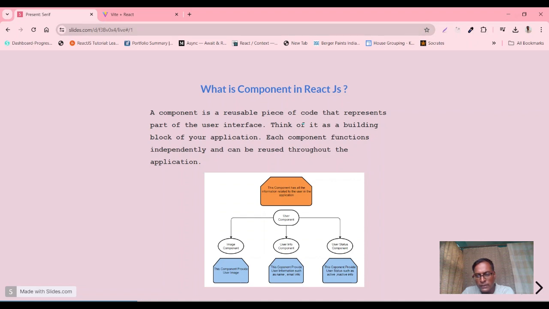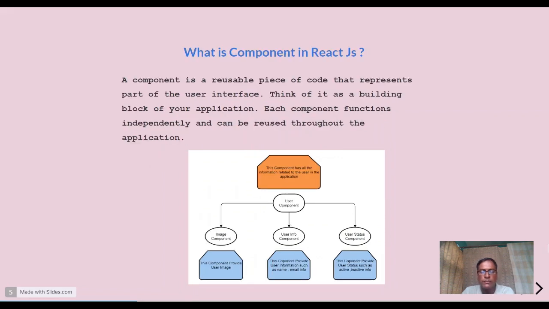And the third component gives the status of the user, whether the user is an active user or an inactive user. So all three components serve different objectives of this application, and all these three pieces of information can be used by the main user component on top of it. This is how a component acts as a reusable component. These components can be reused in some other component if they are defined there.